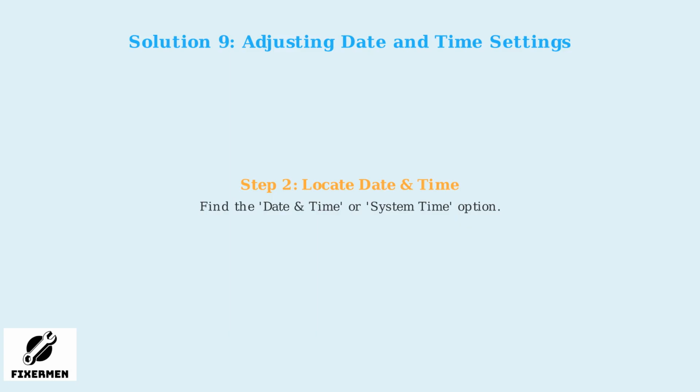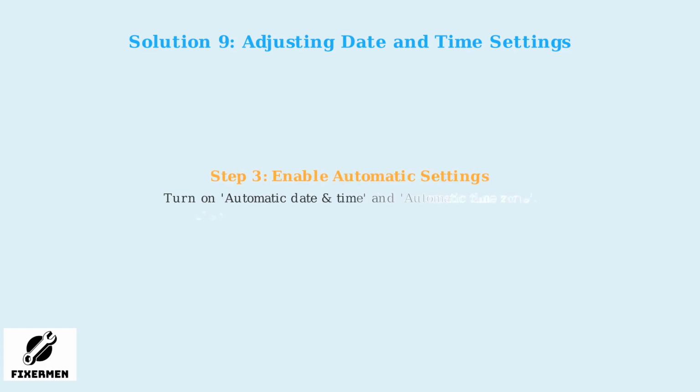Next, locate the date and time settings. This is typically under System or General settings on most devices. Finally, enable automatic date and time settings. This ensures your device stays synchronized.